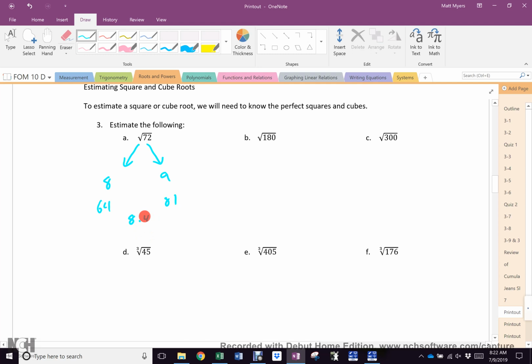Everybody cool? Why would I make you do that? Because if you're doing a real life problem out in the real world, you're not carrying your phone, you're not carrying a calculator, because you wouldn't be. It's just handy to be able to estimate these, right?